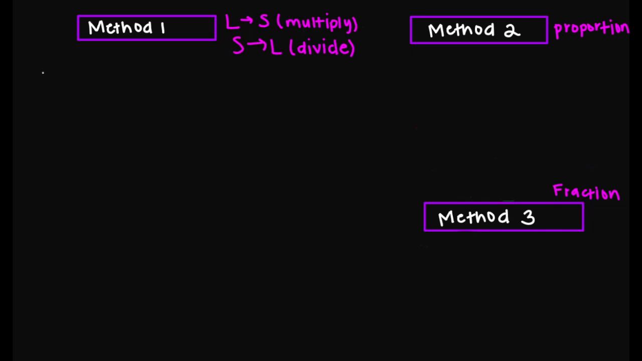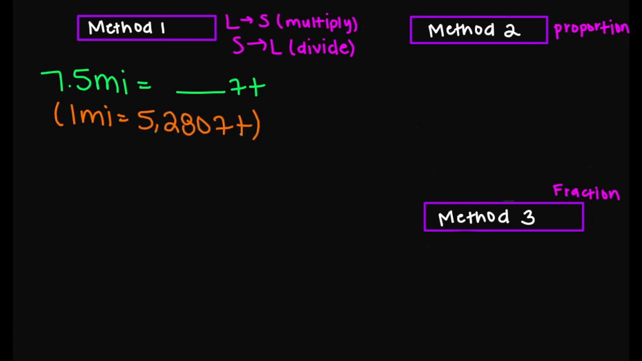Let's look at 7.5 miles equals how many feet. For this example, my conversion factor is 1 mile equals 5,280 feet. By looking at method number one, we're going from miles to feet. That means I'm going from a larger unit to a smaller unit, so I need to multiply.